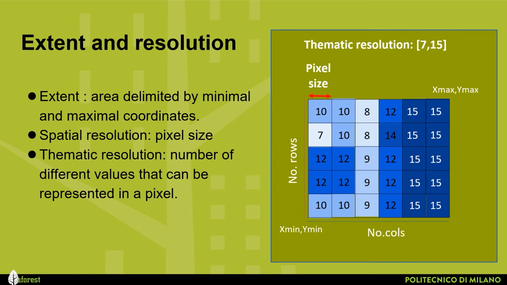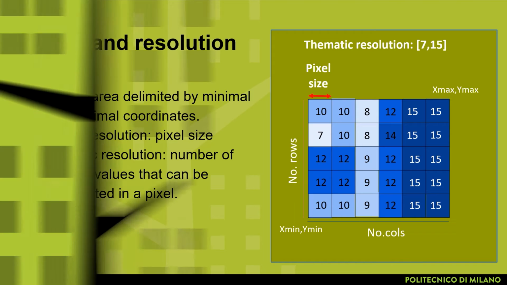Thematic resolution refers to the number of different values that can be represented in a pixel. This depends on the amount of information, that is, bytes, devoted to each pixel. Other definitions of resolution are strictly applied to satellite images. Temporal resolution corresponds to the time interval between two consecutive images covering the same area on the Earth's surface. Spectral resolution corresponds to the total number of bands and spectral range in wavelengths measured by satellite sensors.